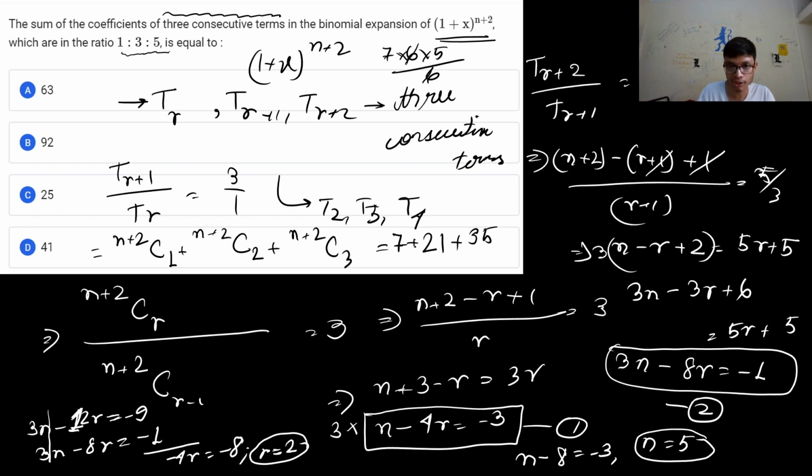If I add these three numbers, from here I will get 28 plus 35, that is basically 63. Okay, so from here I will get the answer as 63, which is option number A. With this I get the answer of this particular question as option number A.